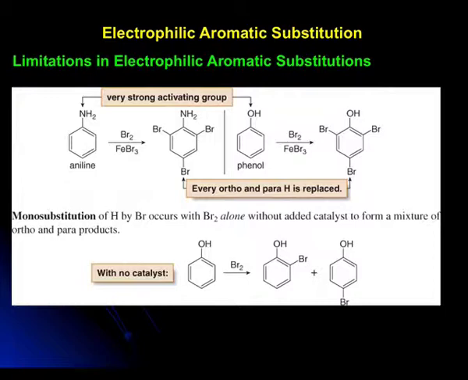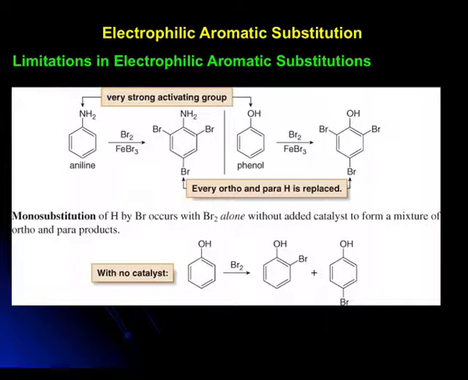Now, some groups are so activating that it's very hard to control the reaction. So if Sarah came into the lab with aniline and she wanted to brominate aniline and just put on one bromine, it would be very difficult for her to do. Because the aromatic ring is so activated, it will continue to react. Okay? It's a very strong activating group. And notice what she gets out of the reaction. Those three bromines are on those specific positions, and only those specific positions. There's none of them that are meta to the nitrogen. Okay? They're all either ortho or para.